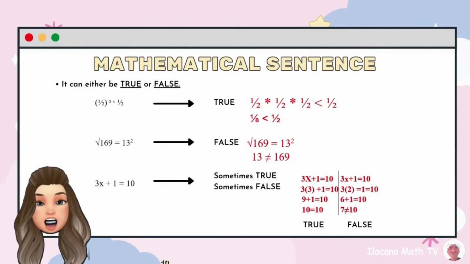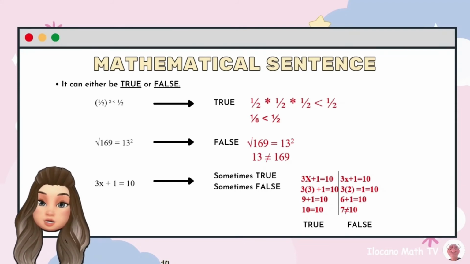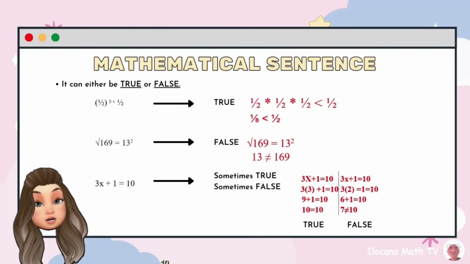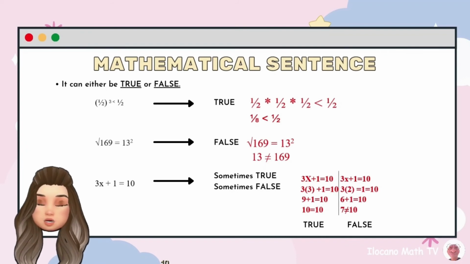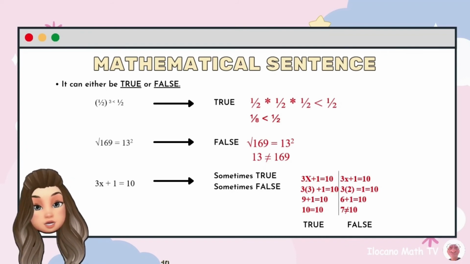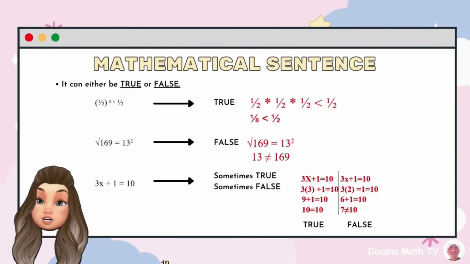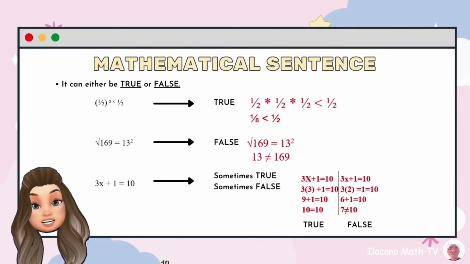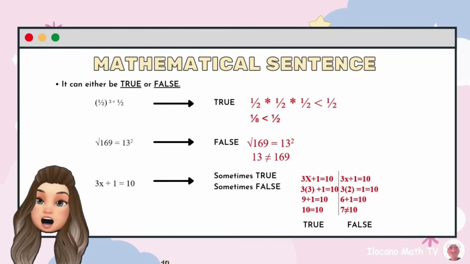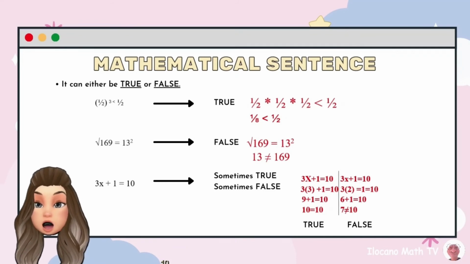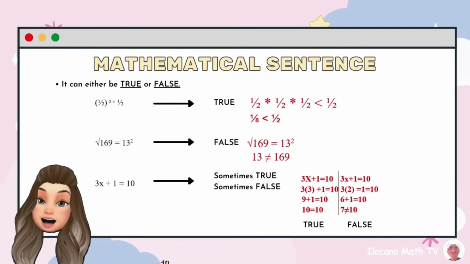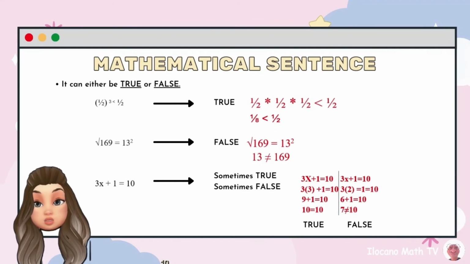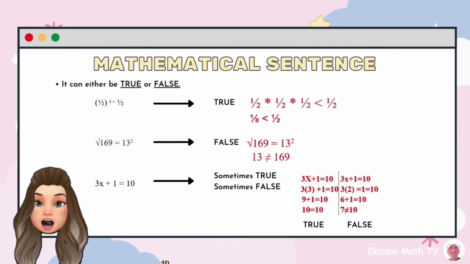Next, we have 3x plus 1 equals 10. We involve here a variable, and that's the difference between the two previous examples. But as you can see, the value of x is not given. For example, we try to substitute 3 as the value of x. 3 times 3 plus 1 equals 10. 3 times 3 equals 9, plus 1. We will arrive at 10 equals 10, and that is true.